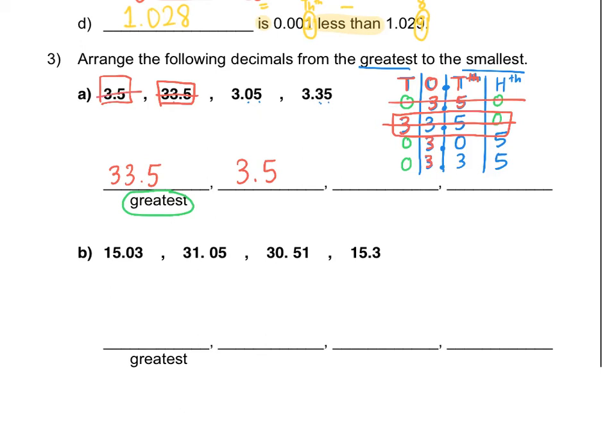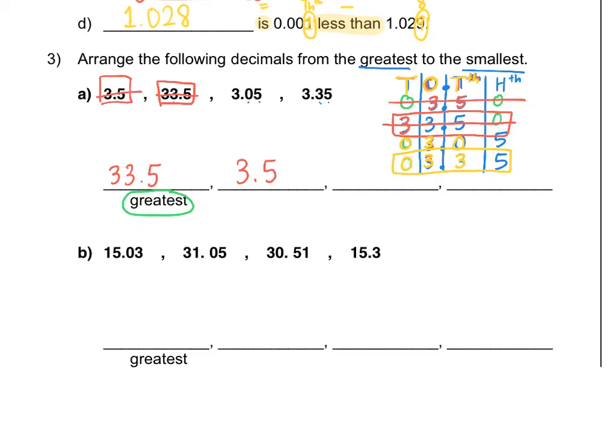Okay, then go on to find the next greatest number. So same thing, you start to compare from the tens place. Between 0 and 0, can you compare? No. You move on to the ones place. Between 3 and 3, can you compare? Oh, you cannot. So you go to the tenths place. Between 0 and 3, can you compare? Yes. Which is greater? 3 is greater. So this is the next greater decimal.